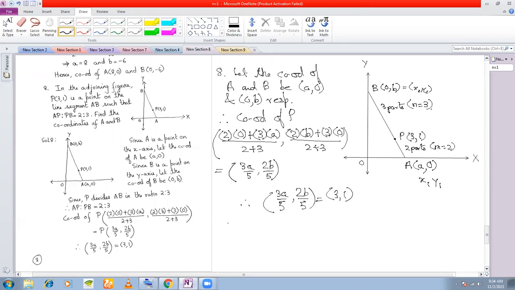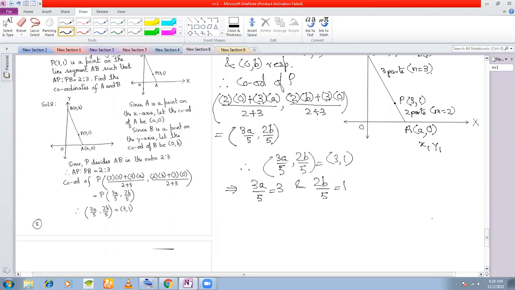Now you equate the x coordinate and the y coordinate separately. So 3a by 5 is equal to 3 and 2b by 5 is equal to 1. Okay, so you get 3a is equal to 15 and 2b is equal to 5. So you get a is equal to 15 by 3, which is equal to 5, and you get b is equal to 5 by 2. So you have got the values of a and b.